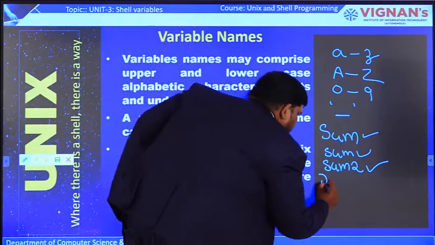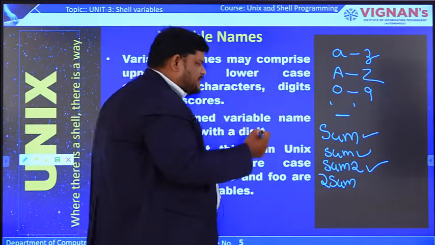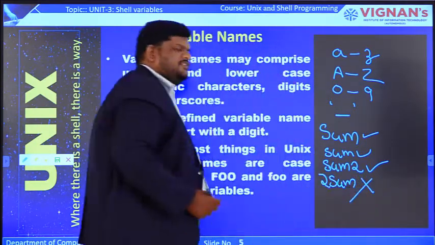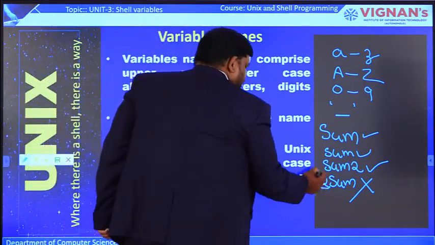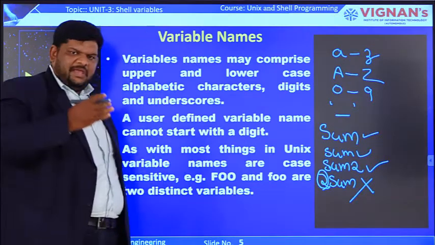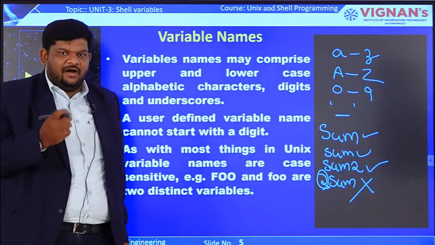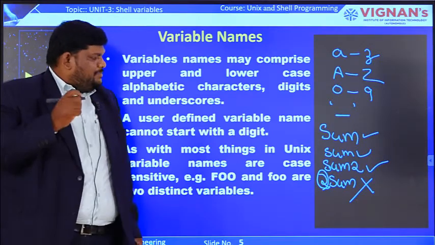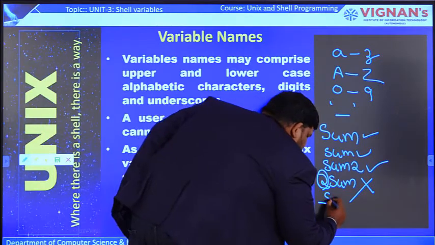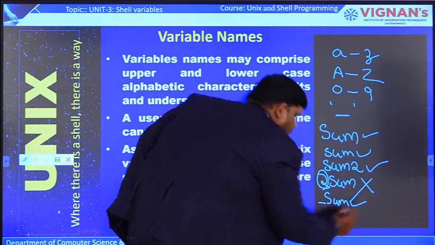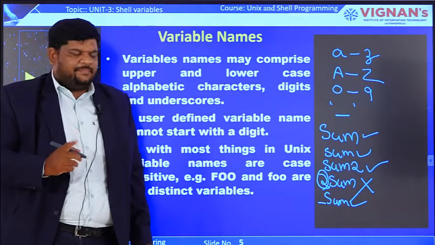For example, if you write a name starting with digit 2 followed by sum, this variable name is not acceptable because a variable name never starts with a digit. It may start with lowercase or uppercase alphabets, or one more option, it may start with an underscore. That means we can write like this. This is valid, but a variable name never starts with digits.